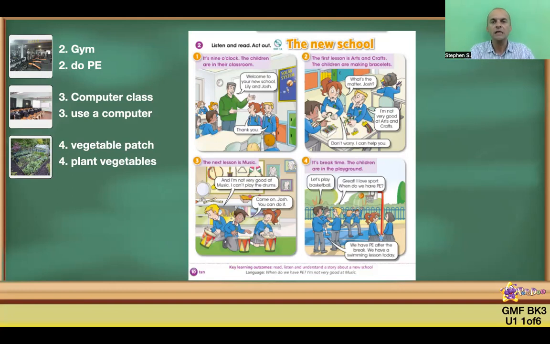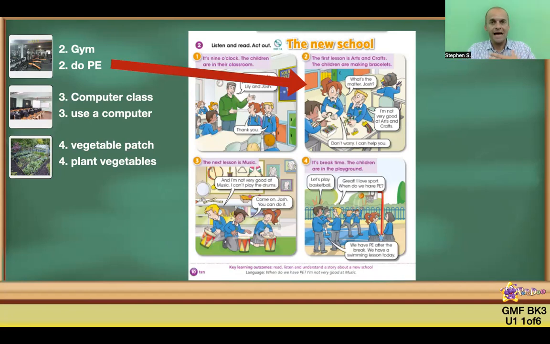We plant vegetables. Now, what I'm going to do is I'm going to say, all right, boys and girls, look at page 10. Please take a look at panel number 2. And I'm going to write down there panel number 2. At the gym, we do PE. And then I'm going to model. I'm going to say, all right, boys and girls, listen to me. The first lesson is gym. The children are doing PE, okay? What's the matter, Josh? I'm not very good at doing PE. Don't worry, I can help you.